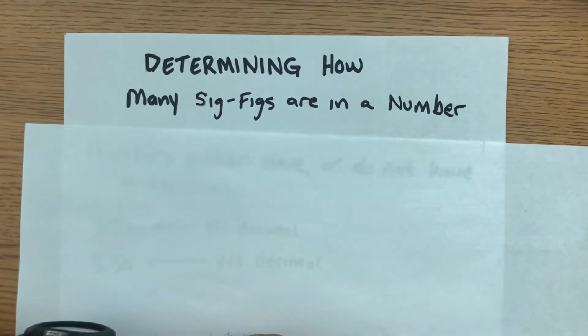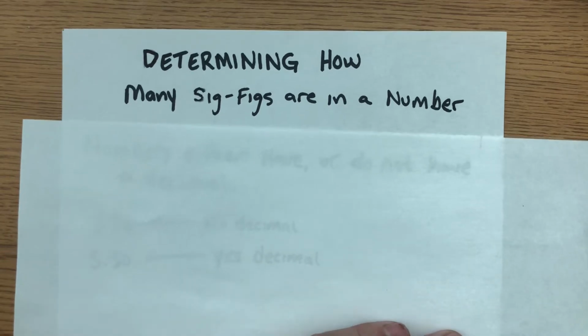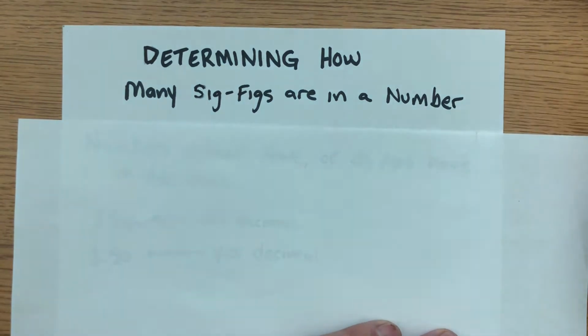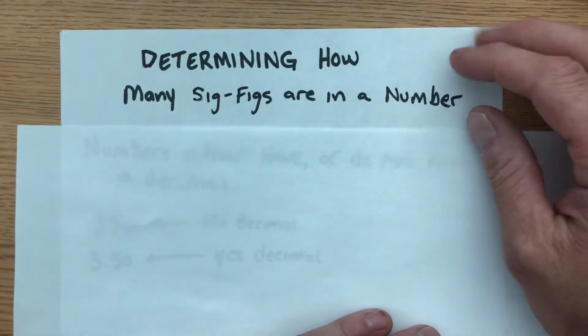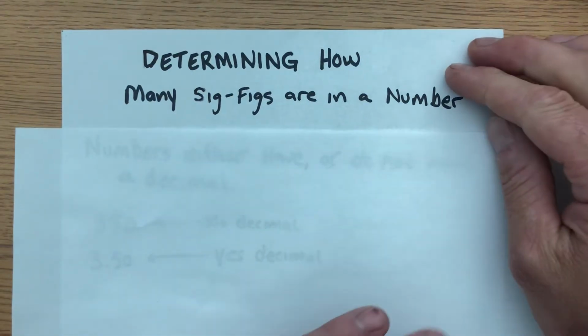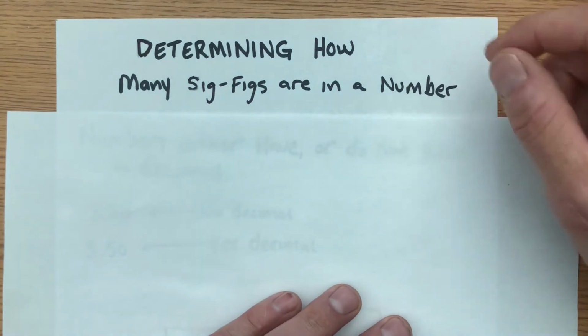Alrighty, so now that you know what a significant figure is and how they're used in measurements and things like that, we need to determine how to count significant figures. This is a skill that you've got to get good at, and it'll become pretty routine for you. And you'll see why it's important here in just a bit. So we're going to look at a number and determine how many significant figures are there.